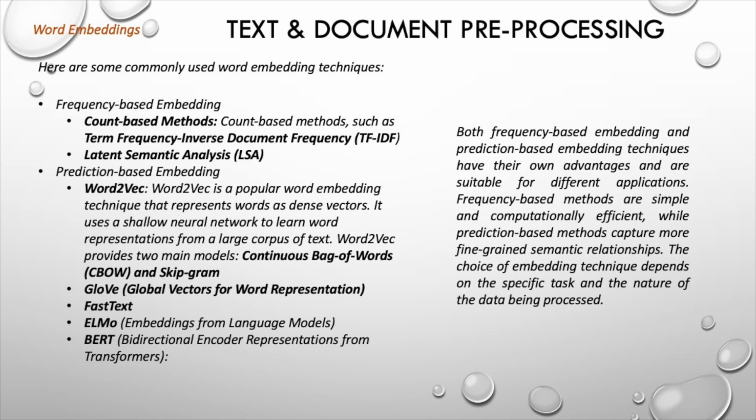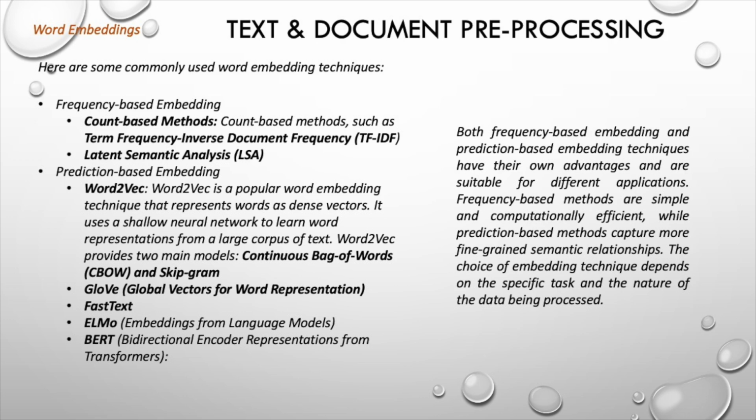FastText. FastText is an extension of word2vec that introduces subword information. It represents each word as a sum of character n-grams, subword units, allowing it to handle out-of-vocabulary words and capture morphological information. FastText is particularly useful for languages with rich morphology.